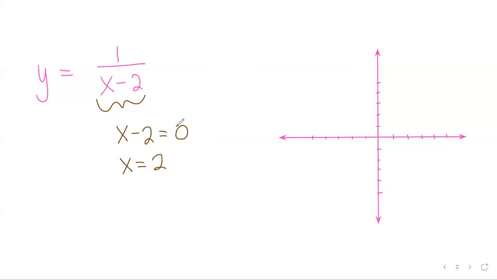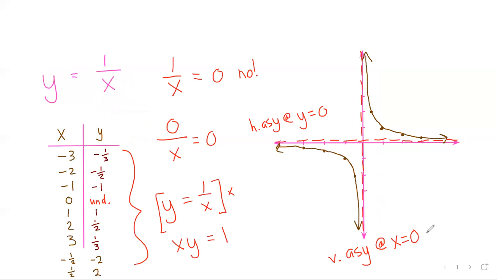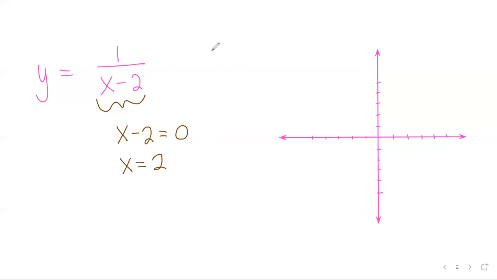So this means that there's going to be a vertical asymptote. Remember on the last one, it was at x equals 0. This just means it shifted 2 to the right. So I'll draw in a vertical asymptote at x equals 2. So vertical asymptote at x equals 2. There's no vertical shift. We'll see one of those in a moment, but there's no vertical shift on this one. So the horizontal asymptote is right where it normally is at y equals 0.